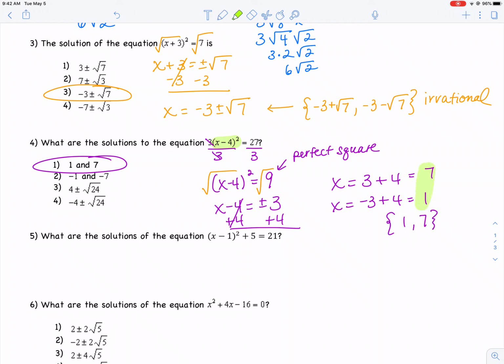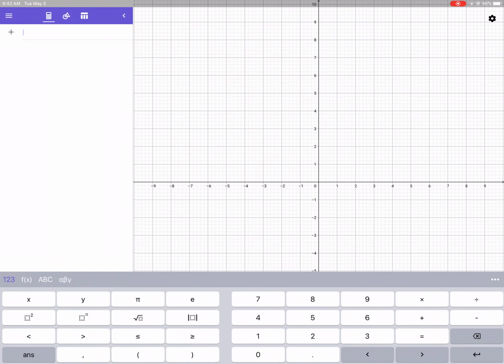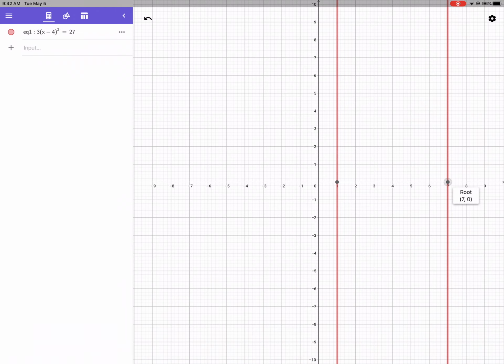So I could double check. If I do 3 times x minus 4 squared, so let me get rid of this, and prove to you that 3 times x minus 4 squared equals 27, there they are, 1 and 7.